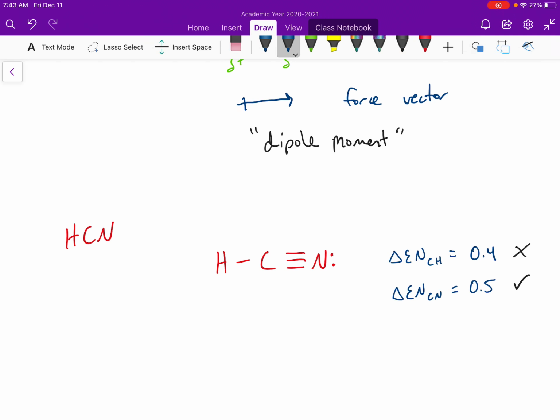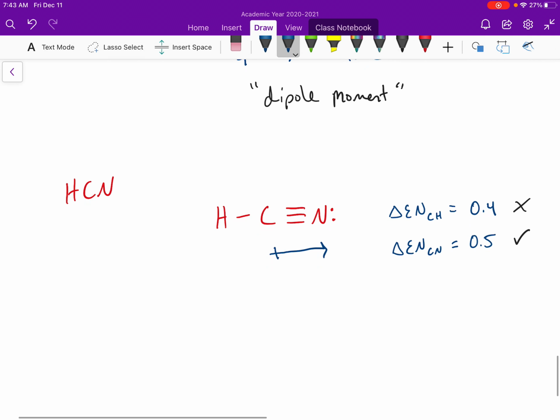So now we want to draw our force vector. Well, it's going from the carbon to the nitrogen. And we usually put a little plus sign at the end of the arrow to show that that's the positive end. So this molecule has a polar bond, and it's also a polar molecule overall. And I'm going to show you why that matters. Okay? So we have a polar bond, and we have a molecule that's polar for that.